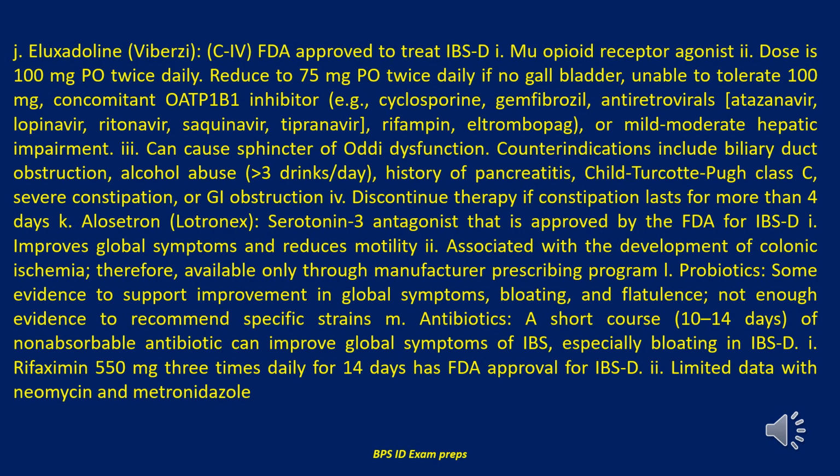We should reduce the dose to 75 mg orally twice daily if the patient has no gallbladder, or is unable to tolerate 100 mg. Also reduce it with concomitant OATP1B1 inhibitors, e.g., cyclosporine, gemfibrozil, antiretrovirals, e.g., atazanavir, lopinavir, ritonavir, saquinavir, and tipranavir, rifampin, eltrombopag, or if the patient has mild to moderate hepatic impairment.